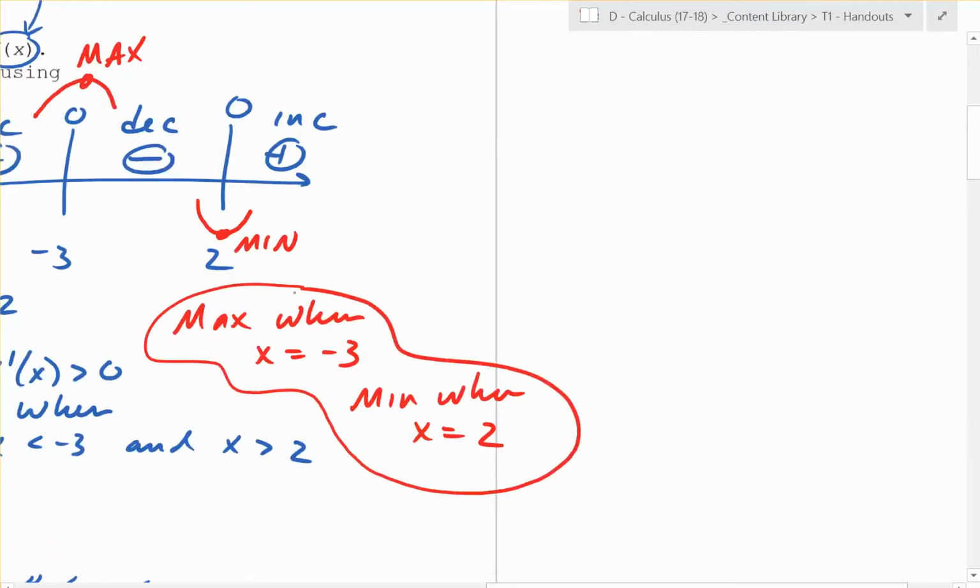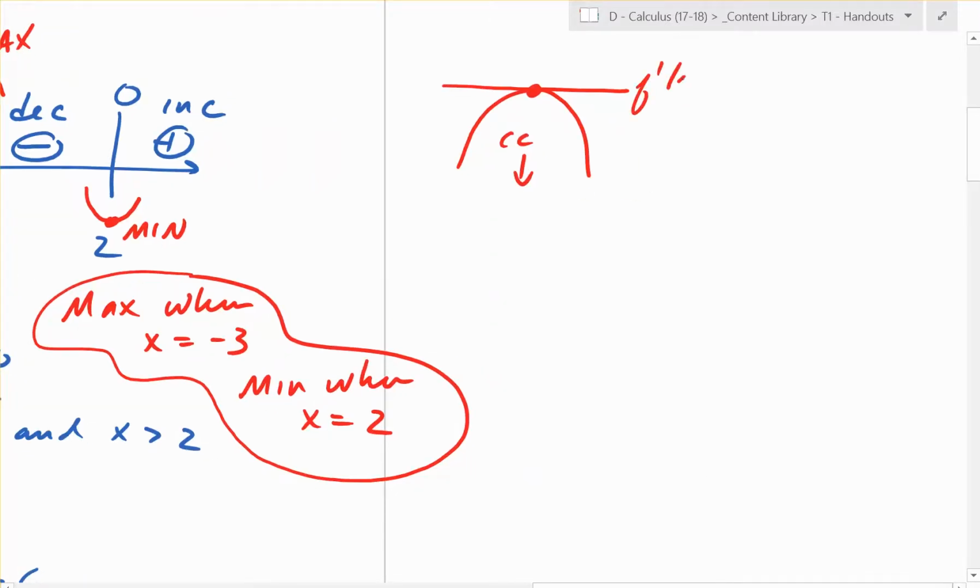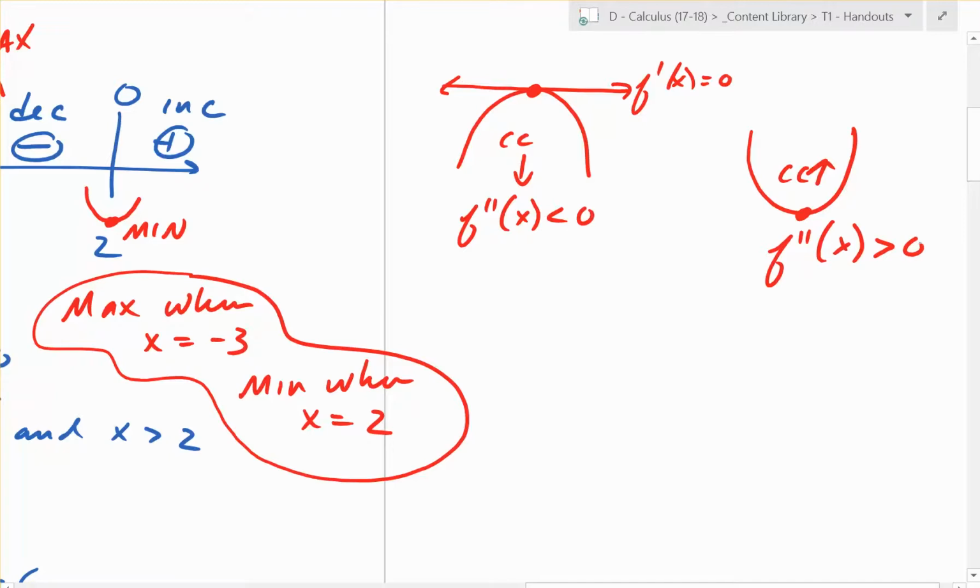using the first derivative. Well, the second derivative can also tell us if it's a max or min, because it's a max when the derivative is 0 and it's concave down. So f prime of x is 0 right there, horizontal tangent. And it's a minimum there if it's concave up. And we know concave down is when the second derivative is less than 0, and concave up is when the second derivative is greater than 0.